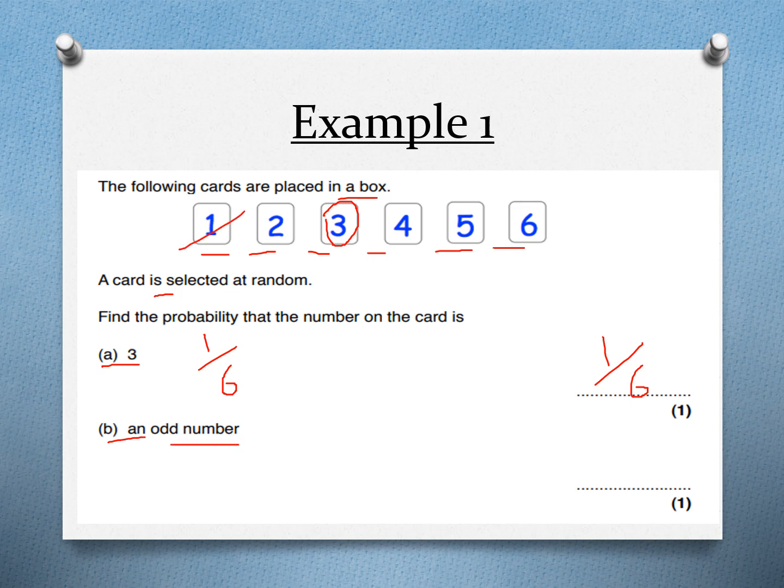Part B, an odd number. So an odd number is 1, 3, or 5. So that'll be 3 out of a total possible of 6. So 3/6, or I can simplify that to 1/2. Either answer will suffice, but for the purpose of today's video, I'll leave it as 3/6. Just obviously make it clear where I got my answers from.